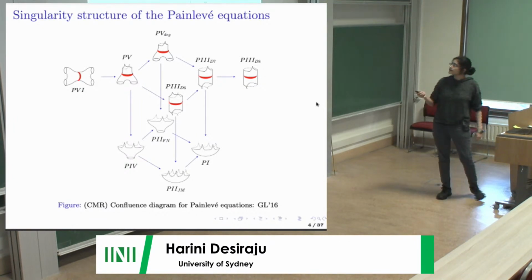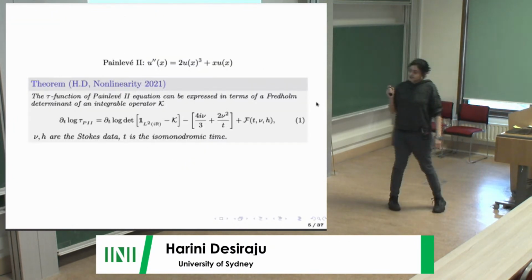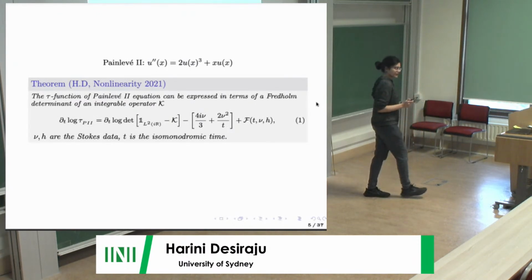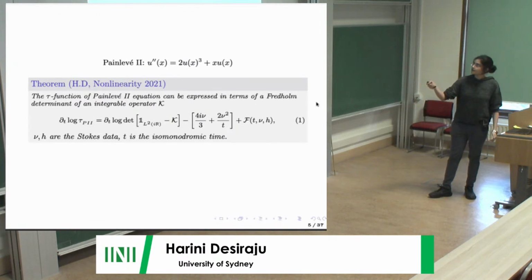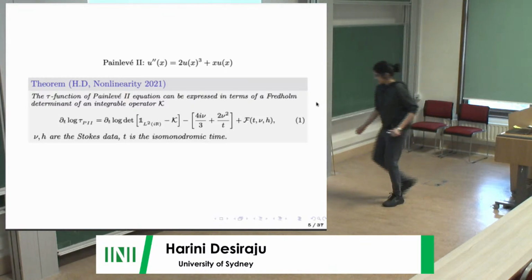Okay. So the result I'll be showing is the following. You have the Painlevé II equation, which is a second order differential equation. Sometimes you find an alpha here. Maybe I'll write it down.